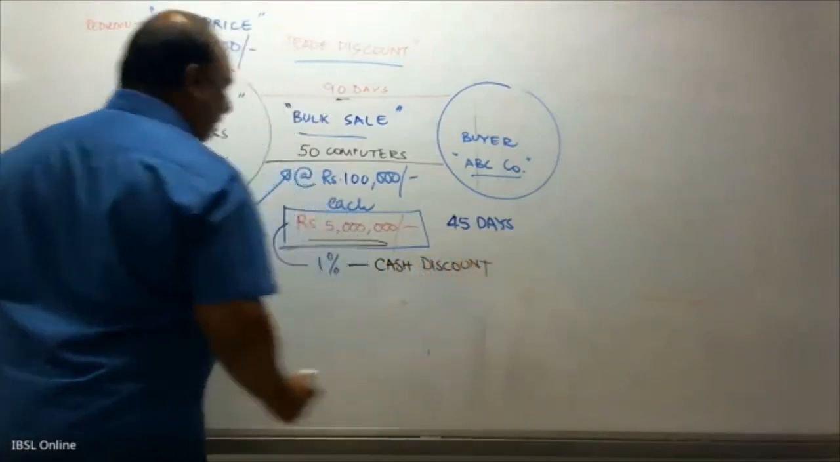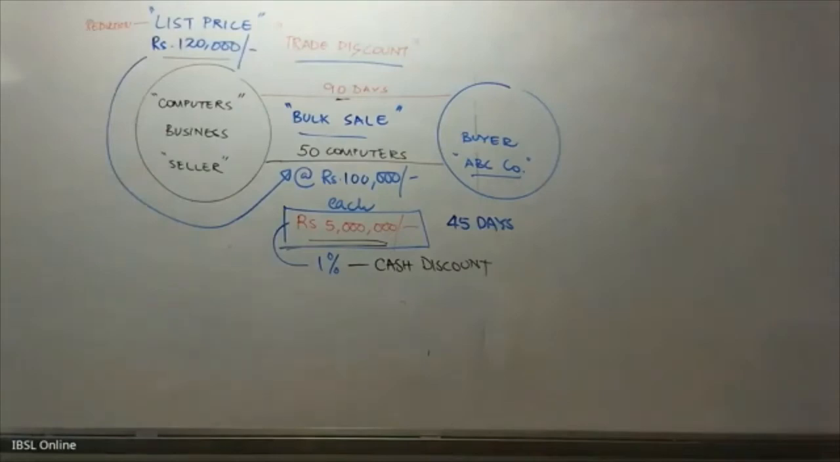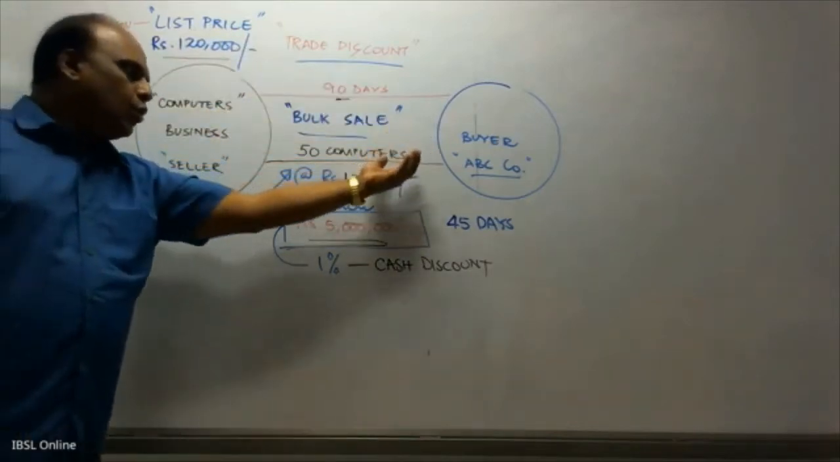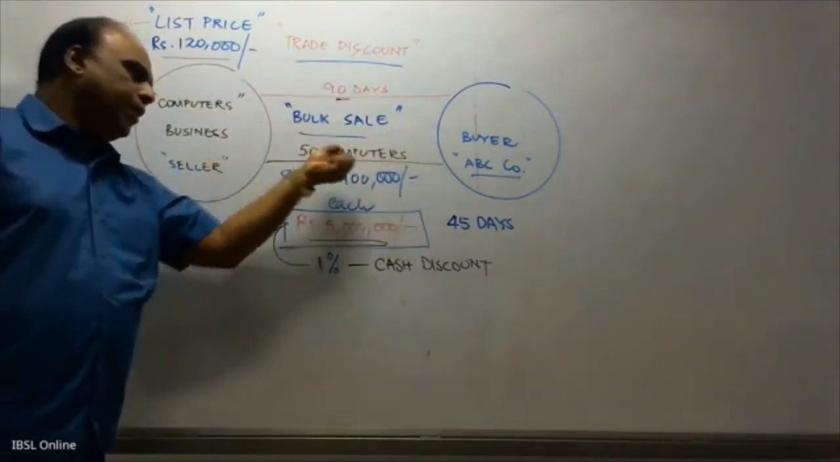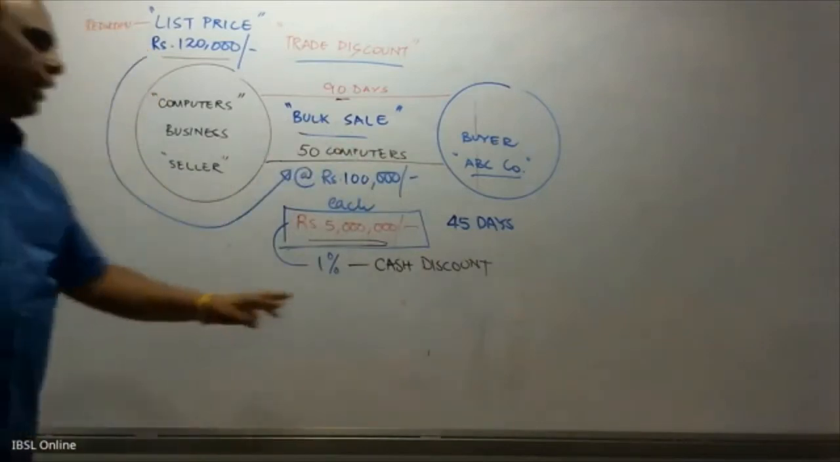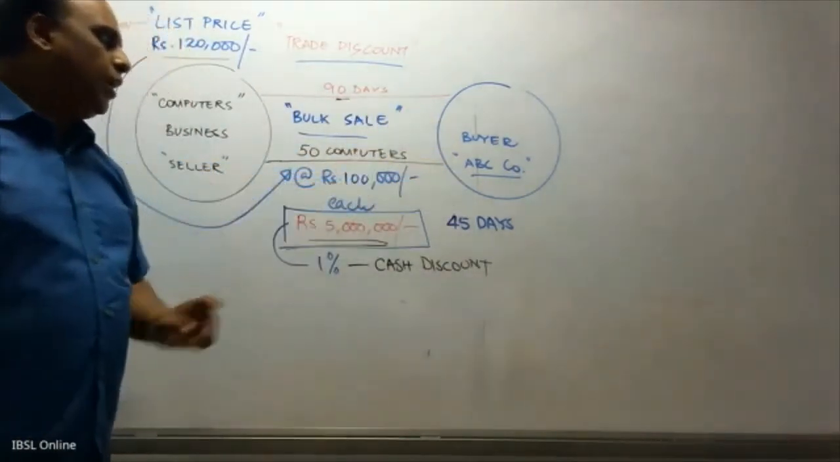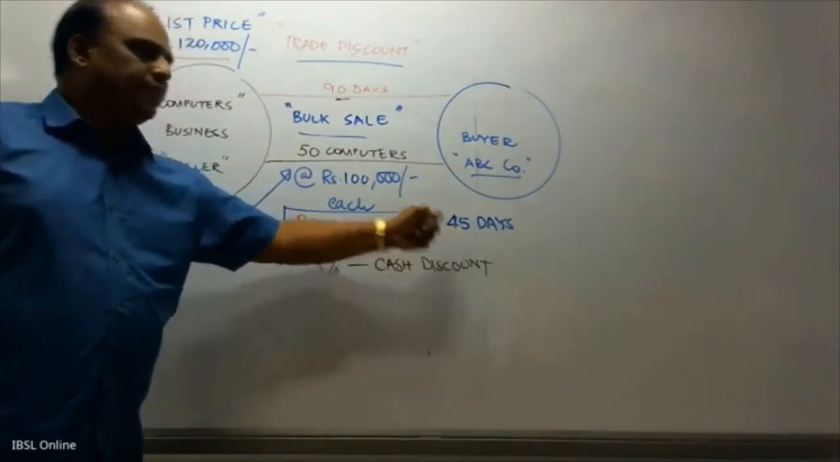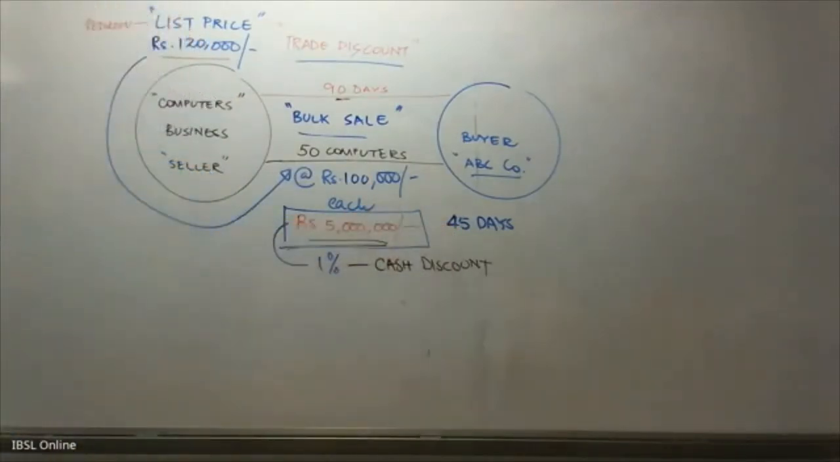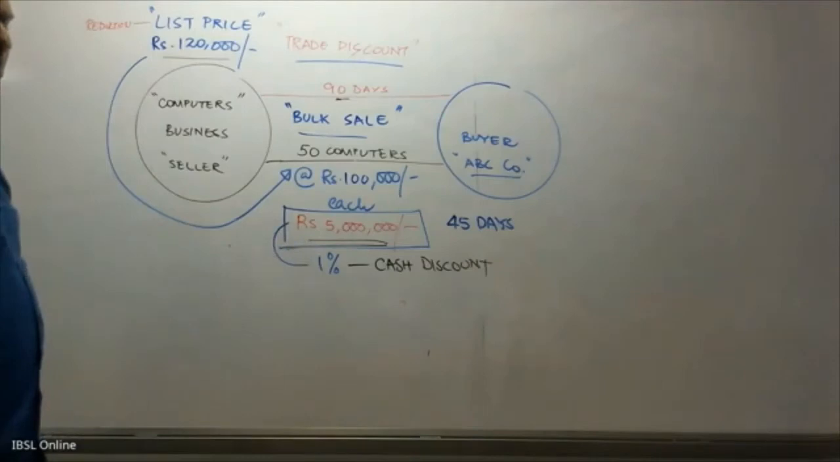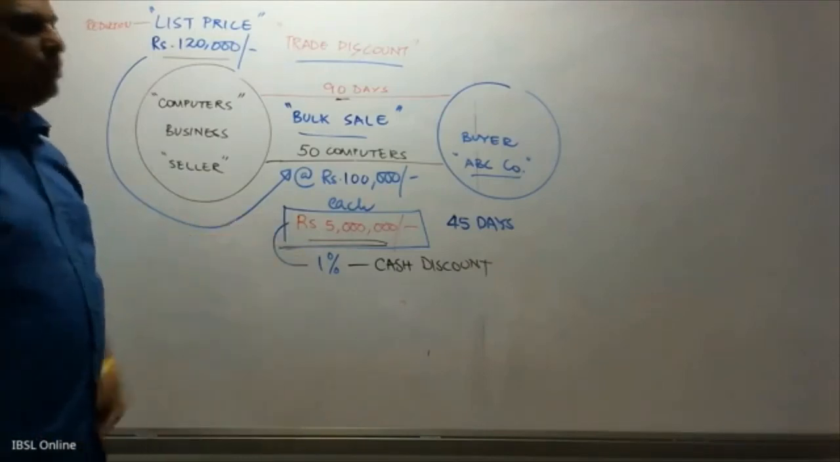So you see the difference between the trade discount and the cash discount. Why I offer a trade discount is to attract the buyer to come and purchase more in quantity. Why I offer a cash discount? To encourage this person to come and make the payment early. So this can happen in the case of a credit sale. Because in a cash sale, there is nothing like this, because you are going to pay it immediately.